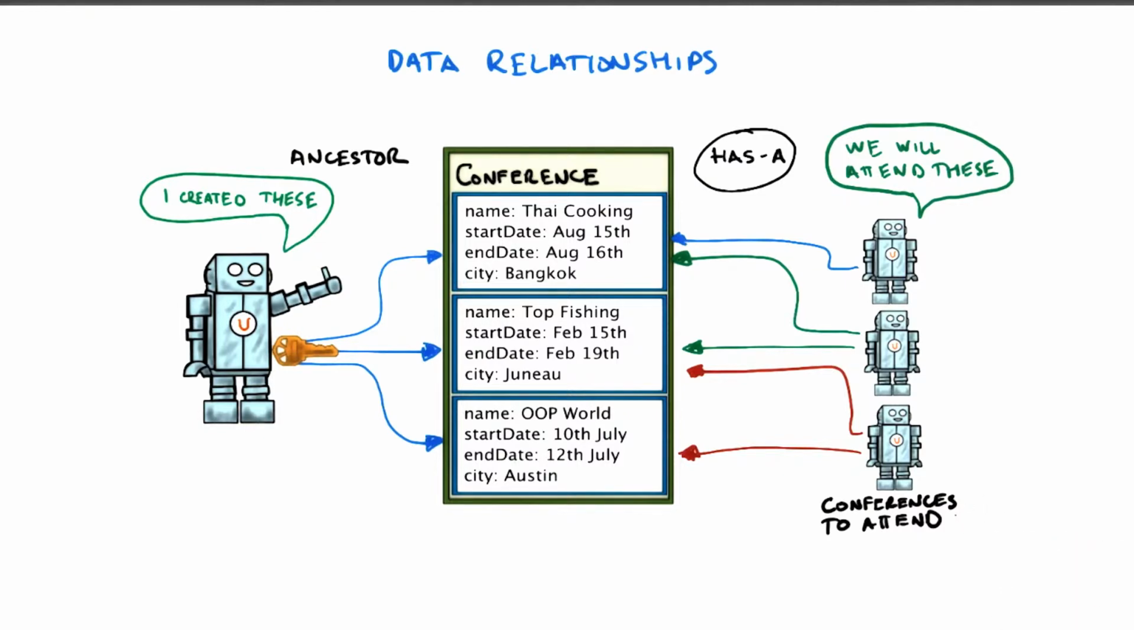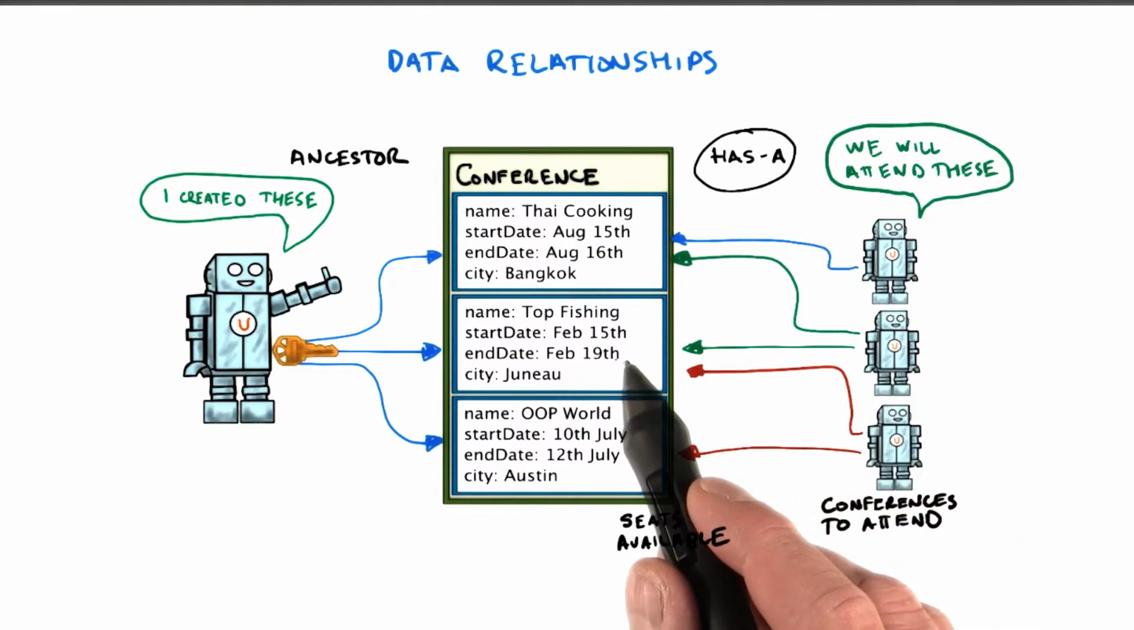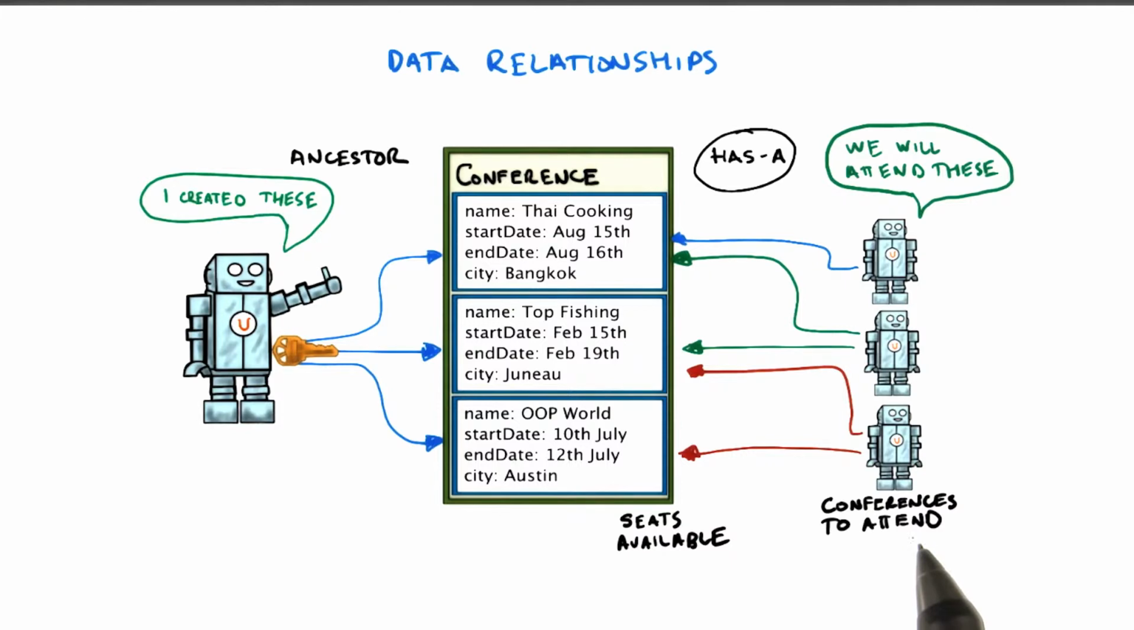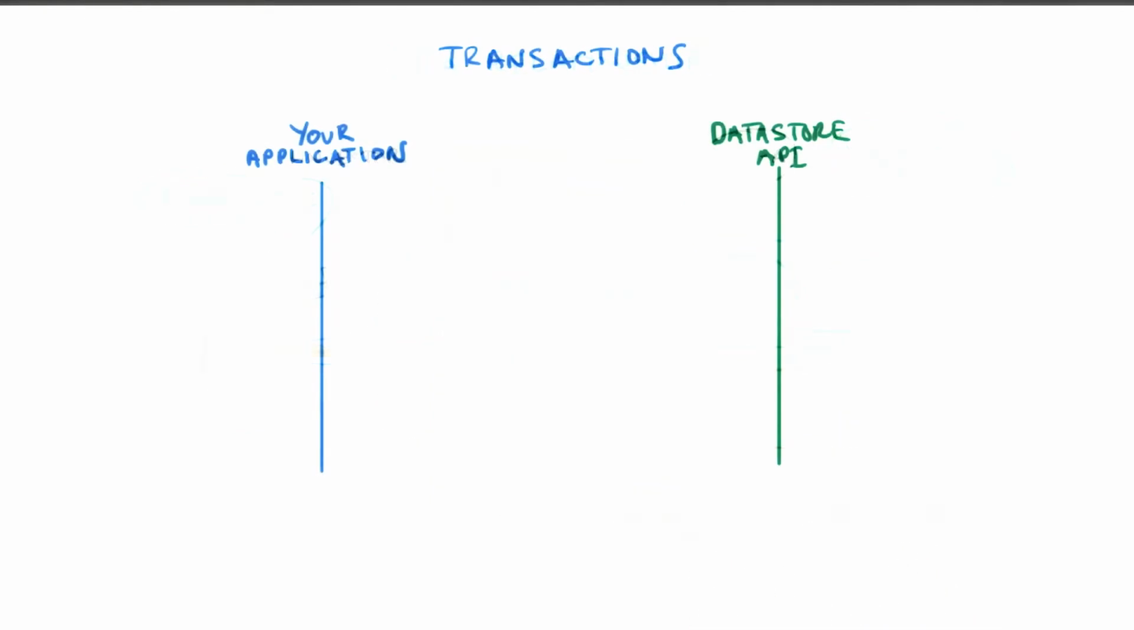In addition, we will have a numeric counter in each conference entity which specifies how many seats are still available. We will call this property seats available. So when a user registers to attend a conference, the conference gets added to conferences to attend and seats available gets decremented by 1.